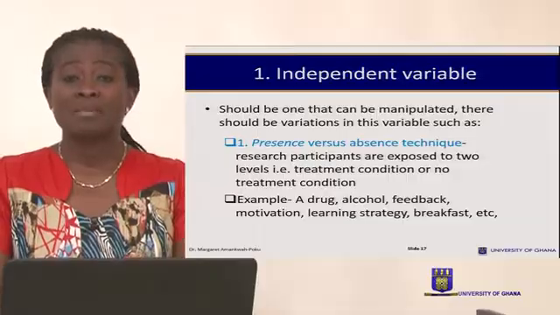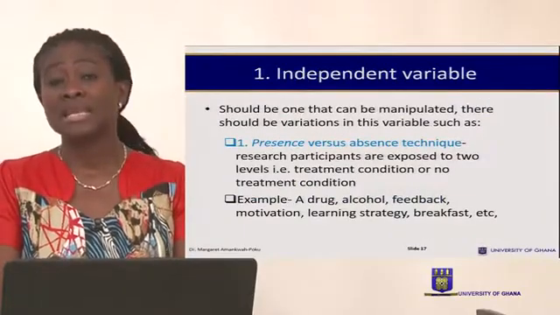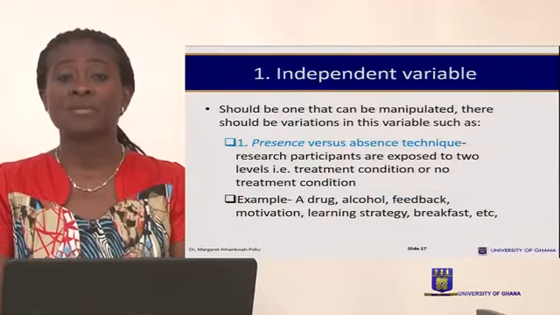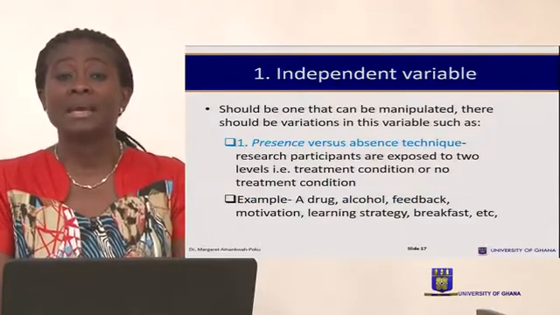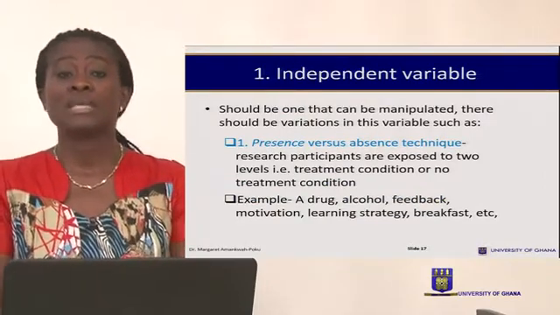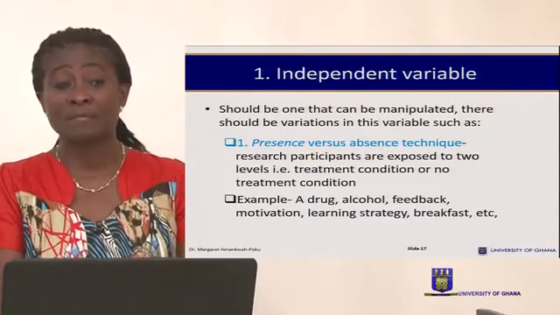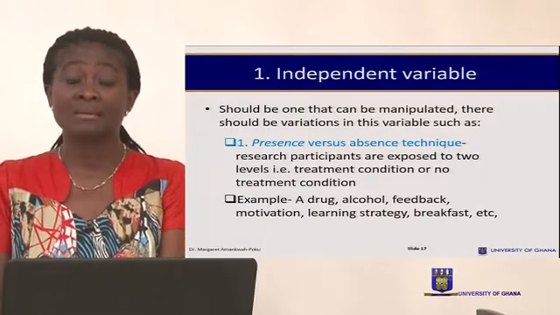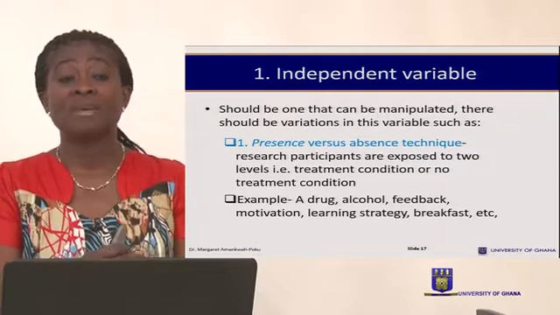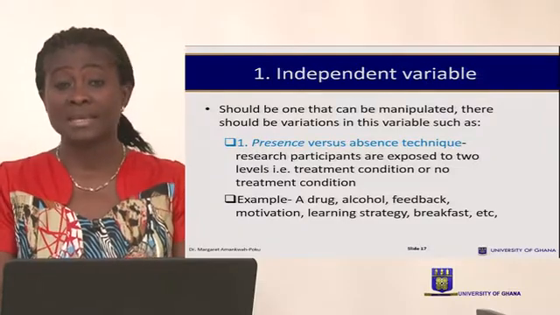So it should be one that can be manipulated, and there are several ways that a researcher can manipulate the independent variable. So you have the presence versus absence technique, where you have two groups of participants. One is given the independent variable and the other is not. So if you take, for example, alcohol intake and performance, you have one group that receives the alcohol, the other group doesn't. If you take the effect of feedback on performance, you give one group of participants feedback on a task that they perform, and then you don't give feedback to the other group, basically to find out, if they perform a second task, what will be the effect of feedback. So that is the presence versus absence technique.